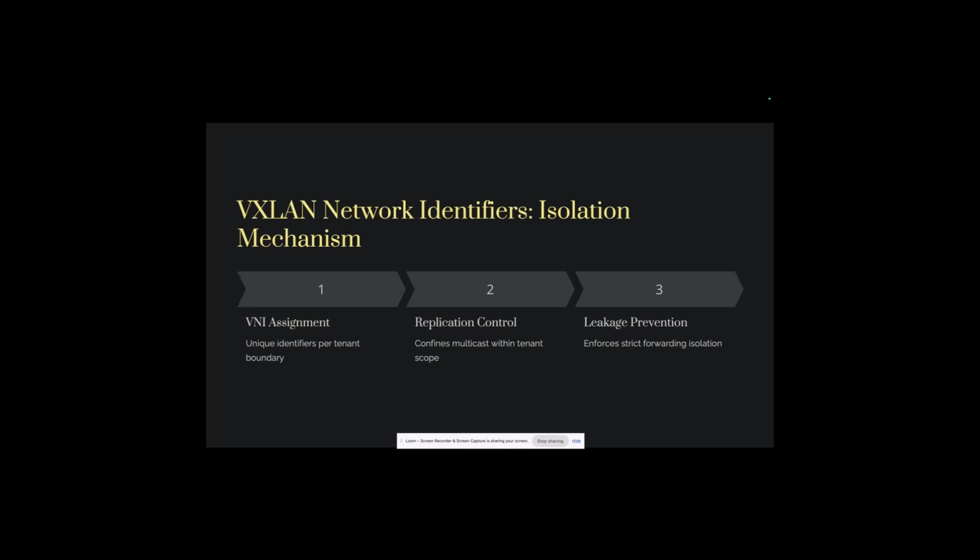The first step is the VNI assignment. We assign unique identifiers per tenant for L2 and L3. So for an L2 VLAN, we have an L2 VNI in VXLAN terms. For a VRF, we have an L3 VNI in VXLAN.